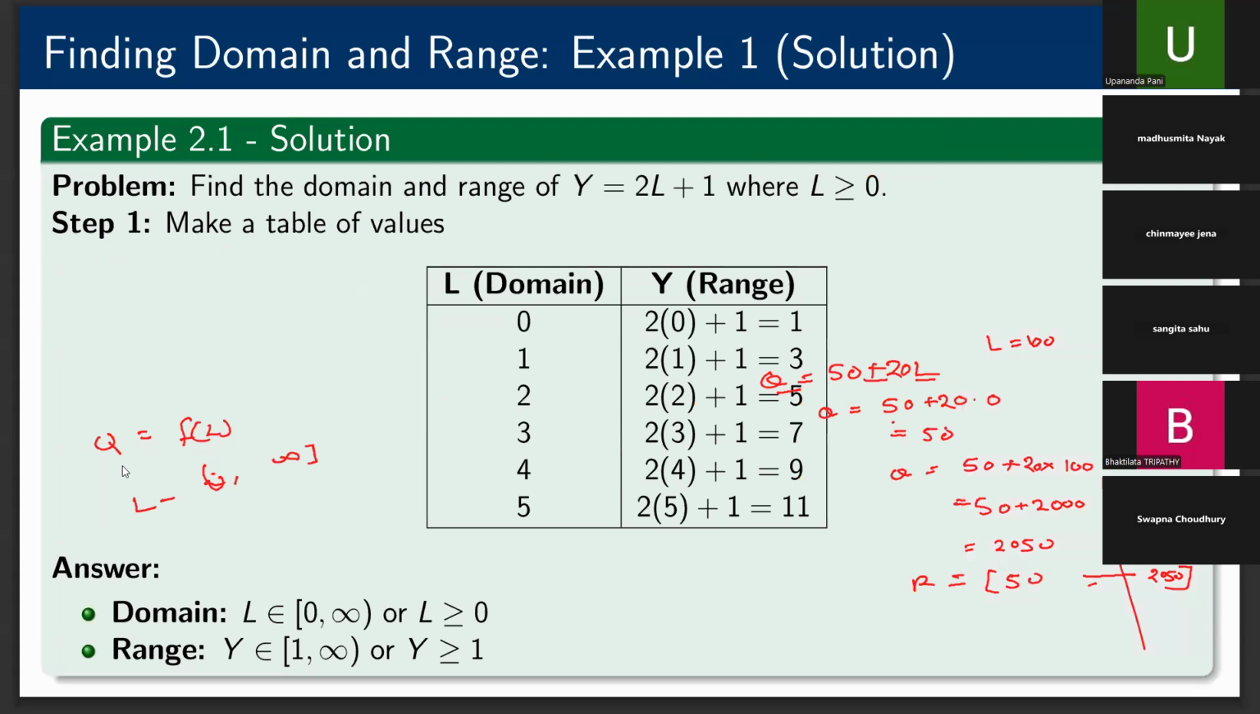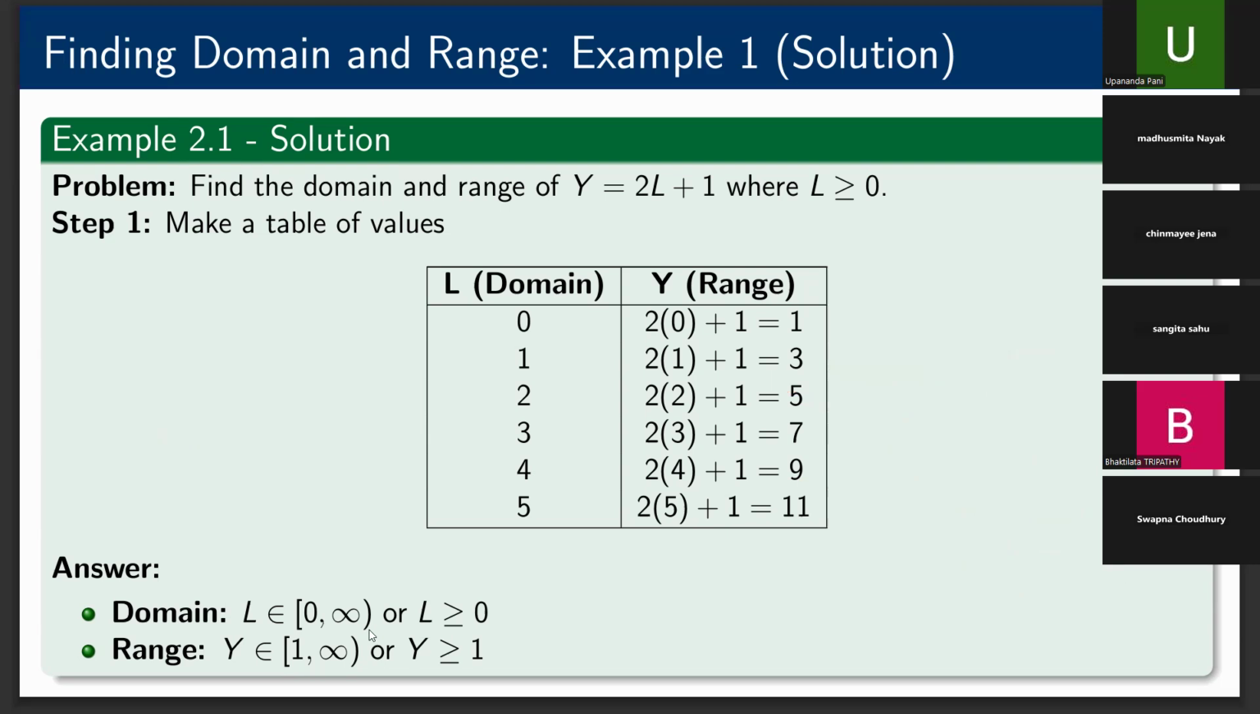Okay, it is mentioned here. So how to write it? This L belongs to 0 to infinity. Look at 0, that is the square bracket, which is known as a closed bracket. That means in the domain 0 is included. But at the right side of the infinity, there is a bracket known as an open bracket. It means the infinity is not included because naturally the value of infinity is not known.